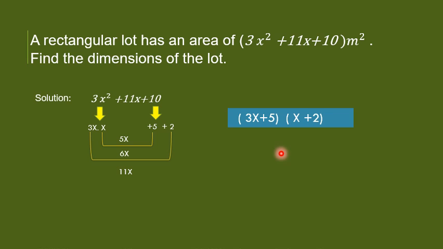So this is not the same for a equals 1. When a equals 1, you can interchange any factor here in the last one, and it's the same answer. But in a greater than 1, you cannot apply this. When you move the 5 here and then the 2 goes here, it's not applicable because when you check, the middle term is not correct. So you have to be careful. So the answer again is 3x plus 5 and x plus 2. So this is the length and width, the dimensions of the lot.